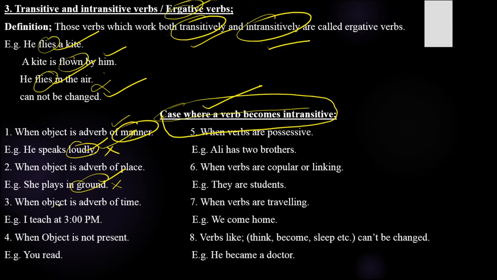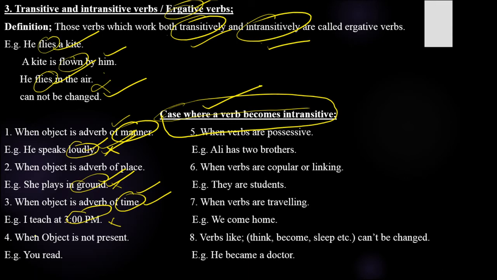In the same way, when the object is an adverb of time, when you have got the object and that is showing time, you cannot change it into passive voice. Like if I say I teach grammar, grammar is taught by me. But if I say I teach at 3 p.m., that cannot be changed into passive voice because this 3 p.m. is your time. So when your object is an adverb of manner, place or time, you are not able to change your sentence into passive voice.